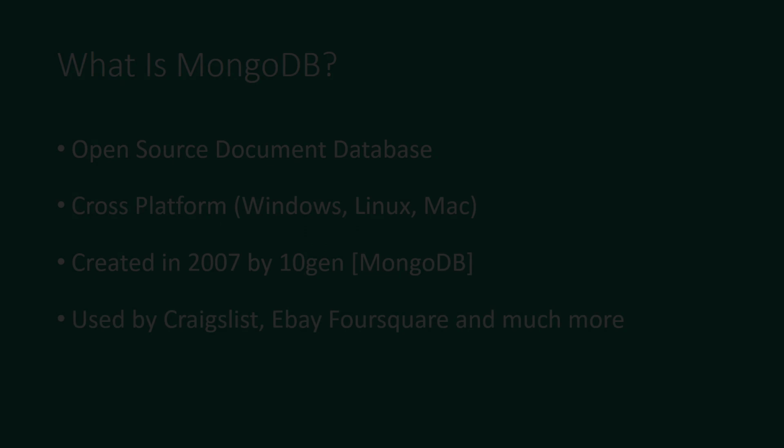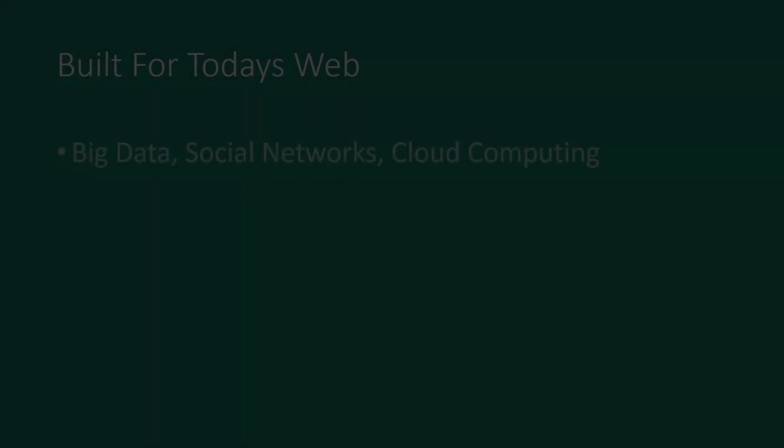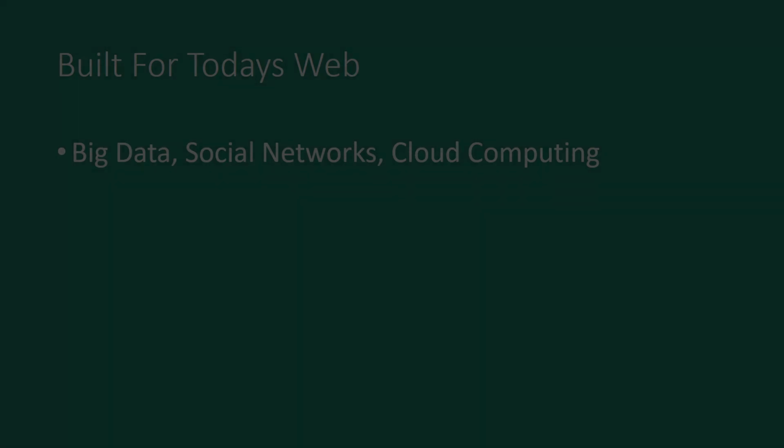And it's been used on popular websites like Craigslist, eBay, Foursquare, and more. MongoDB was built for today's web. Relational databases are great for certain tasks such as calculations and operations, but they lack in many areas such as big data, social networks, and cloud computing. Alright, so MongoDB was built for these things.